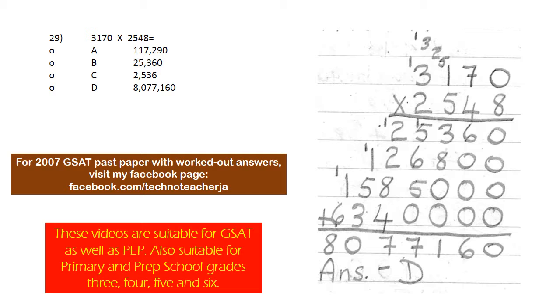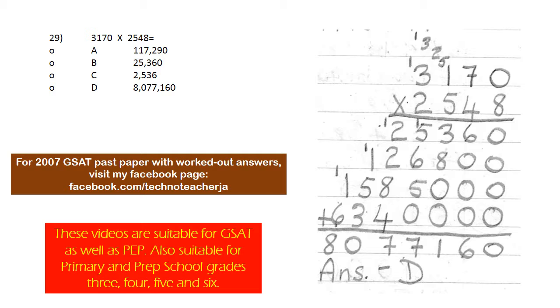2 plus 1 is 3. Write a 3 under the 5, and then 2 times 3 is 6. So in the first line we have 2, 5, 3, 6, 0. In the second line we have 1, 2, 6, 8, 0, 0. In the third line we have 1, 5, 8, 5, 0, 0, 0. And then in the fourth line we have 6, 3, 6, 0, 0, 0, 0.